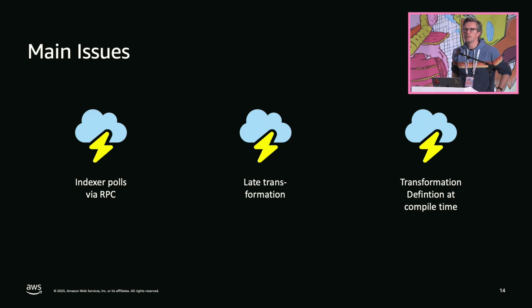And then the final one, transformation definition at compile time. With The Graph, you define the structures that you want to have, you define the mapping, then you deploy the subgraph, it starts indexing. If you see that there was some kind of mistake in your mapping, you fix that mistake, you start from scratch. You need to re-index from scratch again, and if it's a large smart contract, that's going to take very, very long. So we can be thinking about putting that transformation layer somewhere closer to our actual indexer, so it doesn't happen at compile time, but rather at runtime.